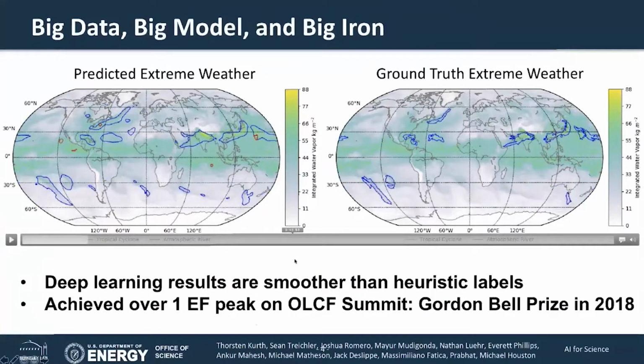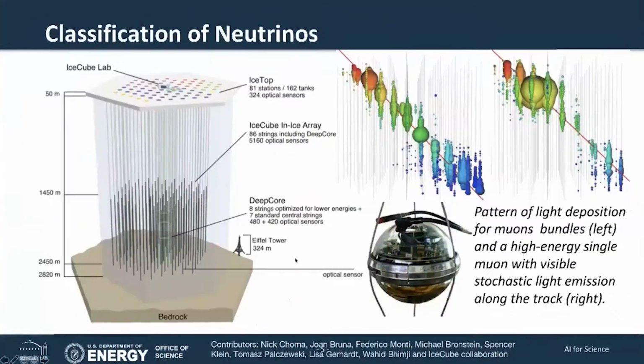Now, as I said, this kind of data analysis is used all over science, and this is used in experimental science as well as the simulation data that I just mentioned. In this case, it's being used on neutrino data at the IceCube neutrino detector, and it's looking for pattern of light decomposition for these muon bundles.